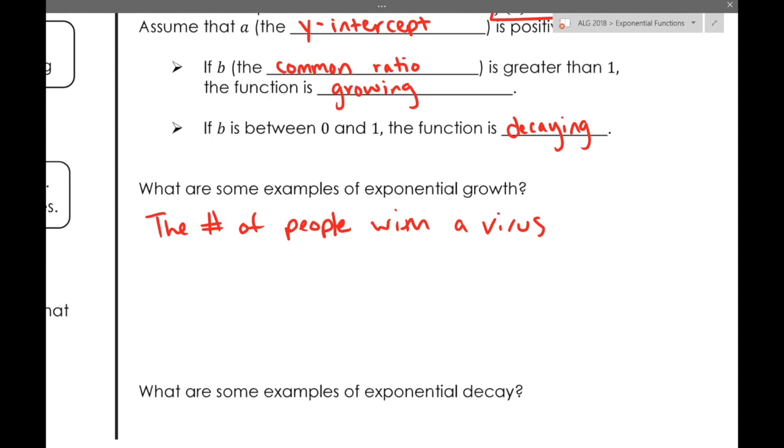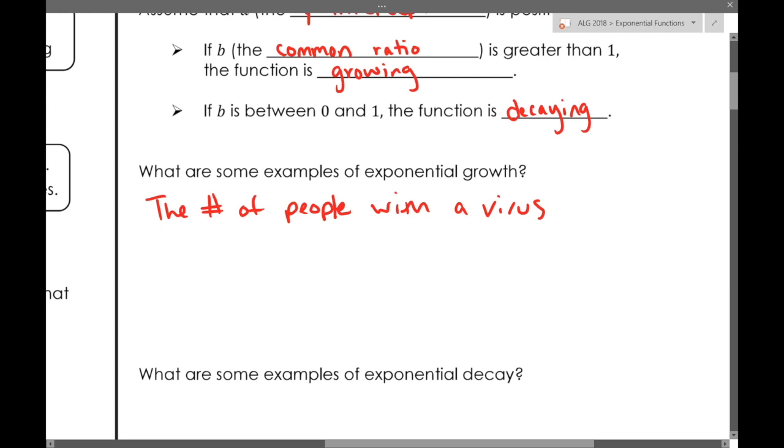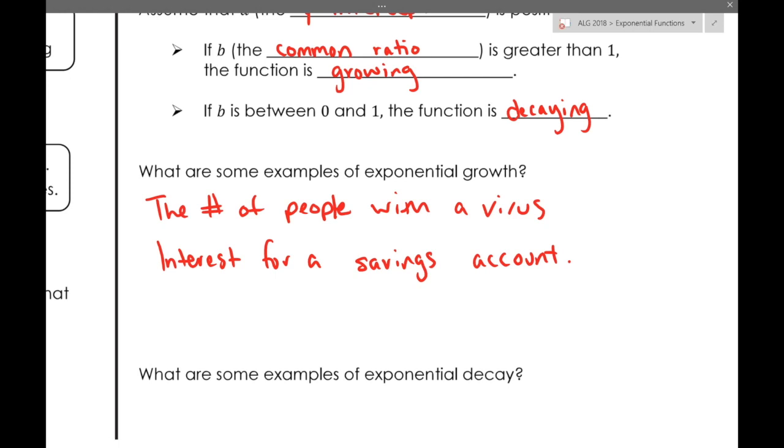Another thing is what we would call interest, and we'll say it in a positive way, interest for a savings account. If you ever have a savings account, which I highly suggest you start to invest in, start putting money in there, then what will happen over time is that interest will start to accumulate and it'll start getting you more money. So that's a part of exponential growth.